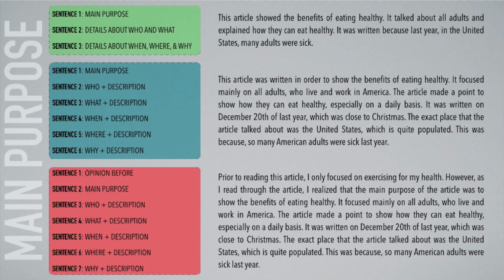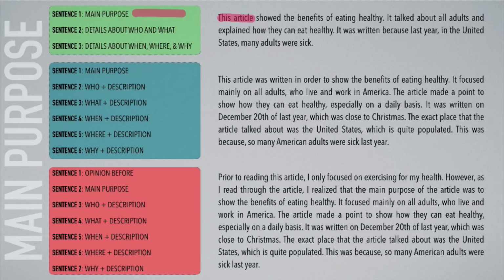So let's look at the beginner. The first sentence for the beginner is the main purpose. So the first sentence says, "This article showed the benefits of eating healthy." Now, the pattern that you want to use is "this article." So no matter what the article is that you read, your first sentence will use the pattern, "this article."